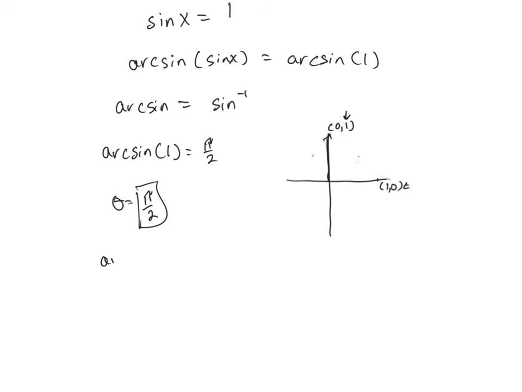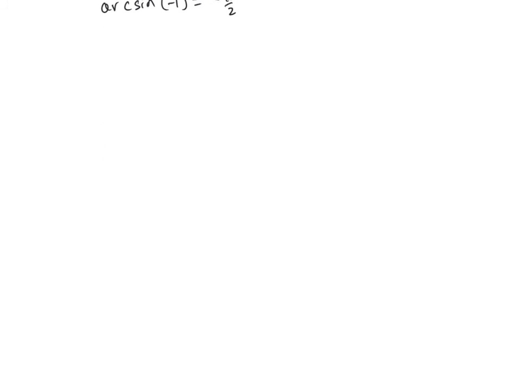Now, if I were talking about arcsine of negative 1, well, then I want the negative 1. Wouldn't that be 0, negative 1? It'd be here. So instead of saying pi over 2, I can also say negative pi over 2. I'm going down this way when we find the arcsine. It's the equivalent of 270 degrees, 3 pi over 2, but WebAssign wants negative pi over 2. Let's try some more examples.